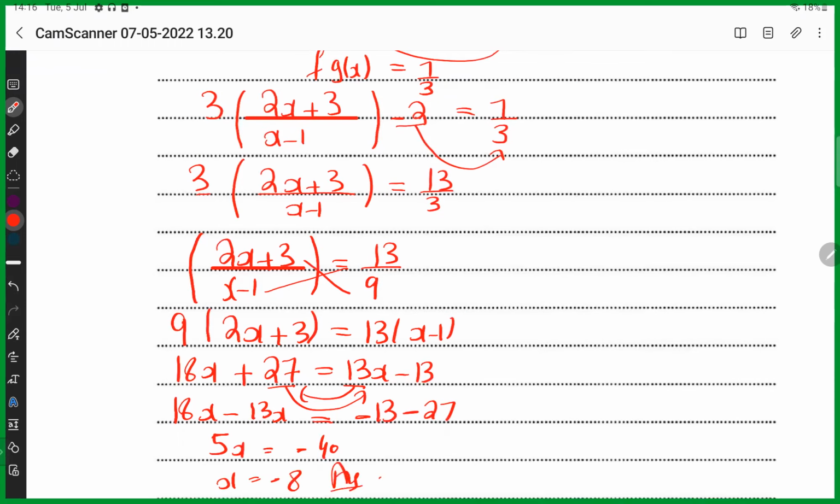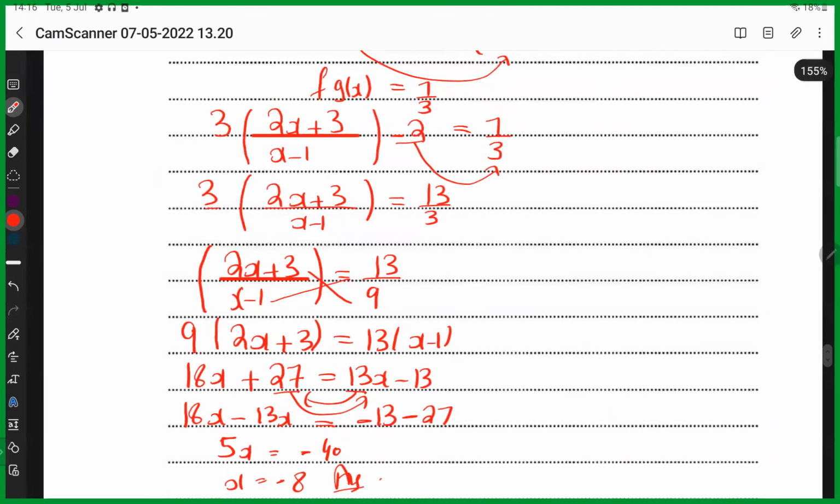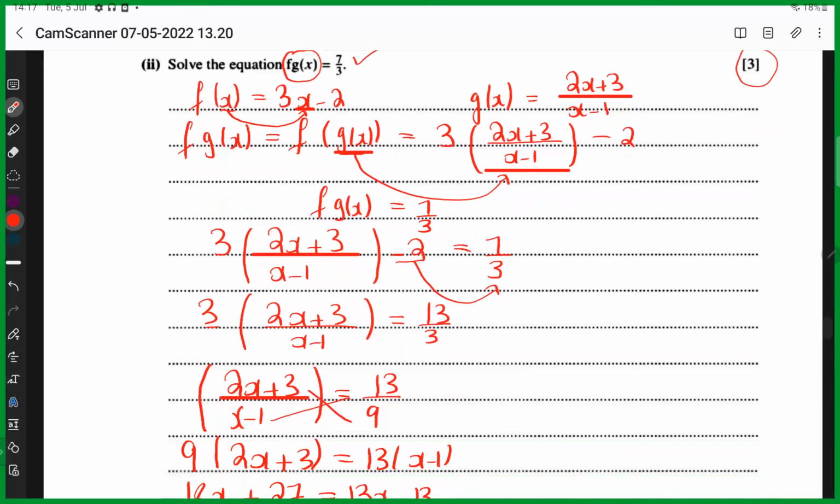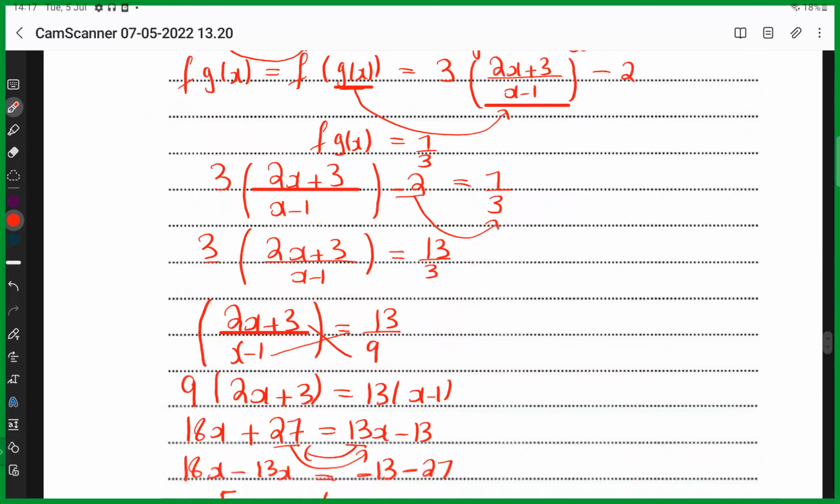So the understanding part of this question was basically we had a condition. Look, it's a 3-mark question and it was very easy. After finding the composite function, how did we find the composite function? When we have f of x, we had x here. When you will have f of g of x, you will have g of x here. Okay, this is what you need to understand. And after simplifying and equating it to 7 by 3, I made x the subject, and it turned out that x is equal to minus 8.